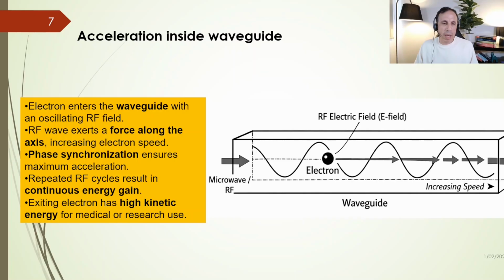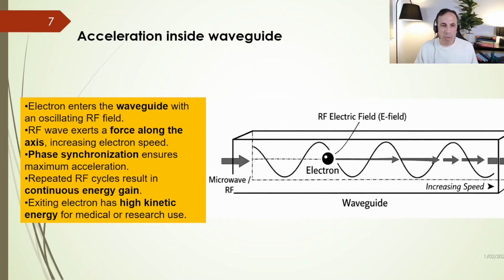The main point is that the wave creates an oscillating electric field along the axis. So in this figure you can see that we have an electric field, but the electric field is oscillating. It means that it is not a continuous electric field. The negative and positive sides of the electric field change in time. It is an alternating electric field. When electrons enter the waveguide, they experience a force from the electric field.